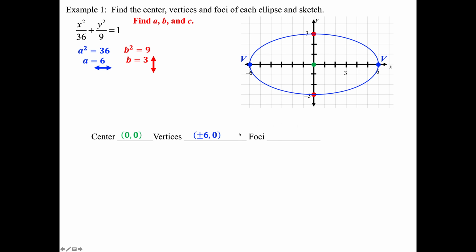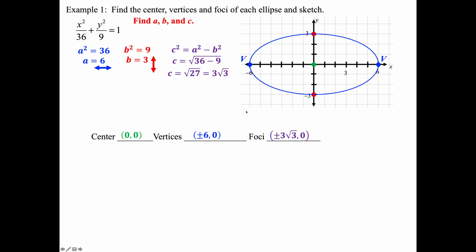My foci is the Pythagorean theorem with the minus sign. A squared minus b squared equals c squared. To solve for c, you take the square root of both sides, plug in your a squared and b squared, which is 36 minus 9, which is 27. So the square root of 27 simplifies to 3 radical 3.